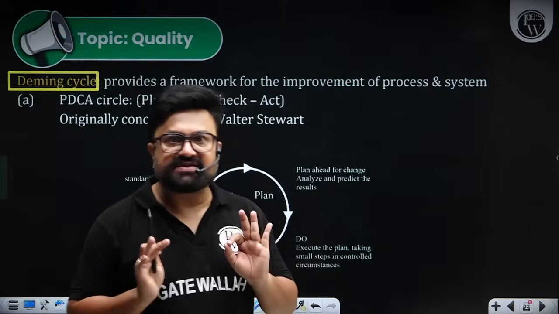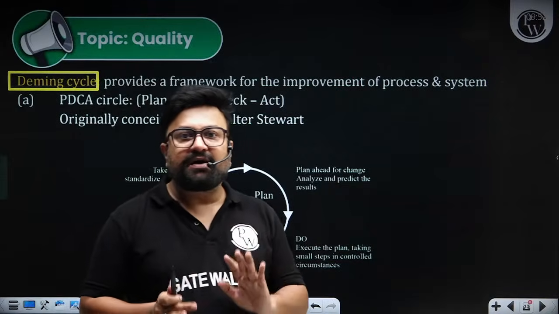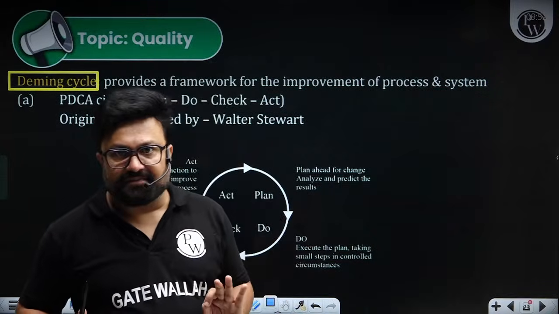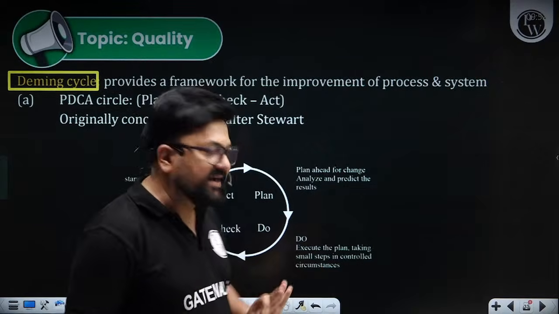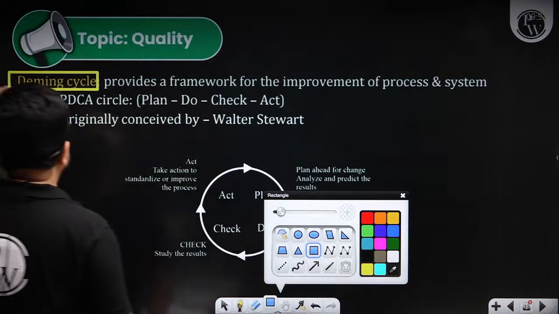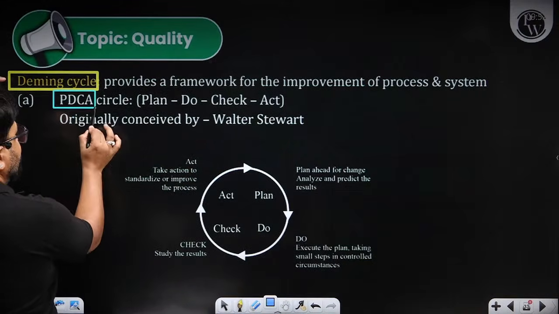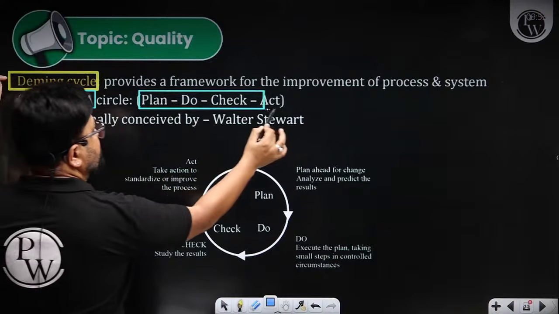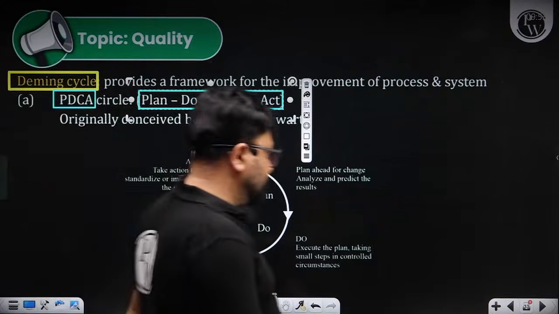Just remember the Deming cycle: plan, do, check, act. PDCA. That is the only important thing you must remember. What is the Deming cycle? PDCA. What is PDCA? Plan, do, check and act.